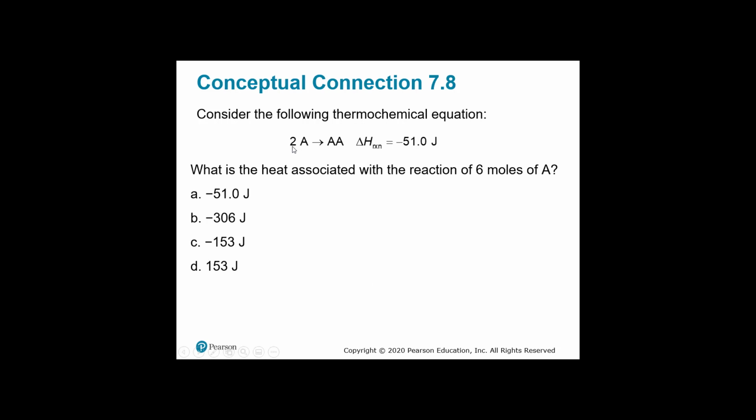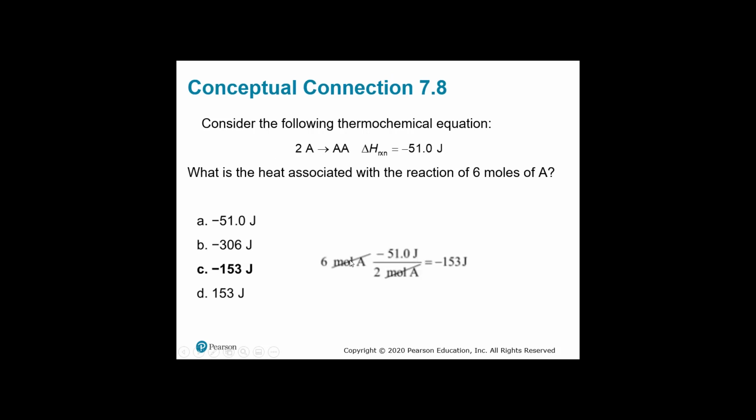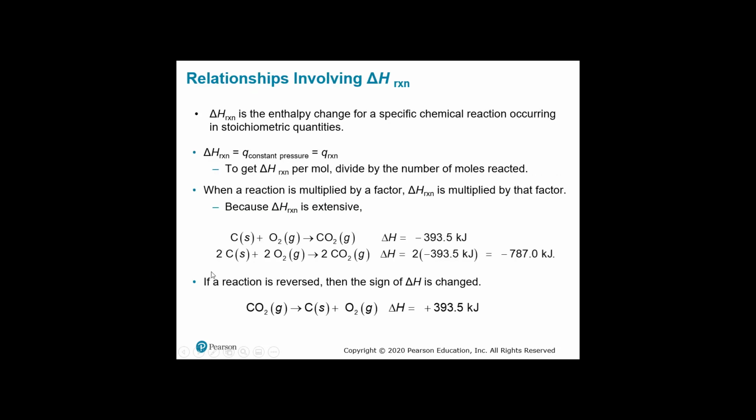So what this means is that you have 2A equals this value, and one mole of this equals this. Depending on how you would need to set this up, we would start with 6 moles. So we're going to need this one, the 2 moles of A, because we're not using this one right here. 2 moles of A is equal to negative 51 joules. So if you set that up, that's going to tell you what is the heat that's associated with using 6 moles of A. So this is going to be C.